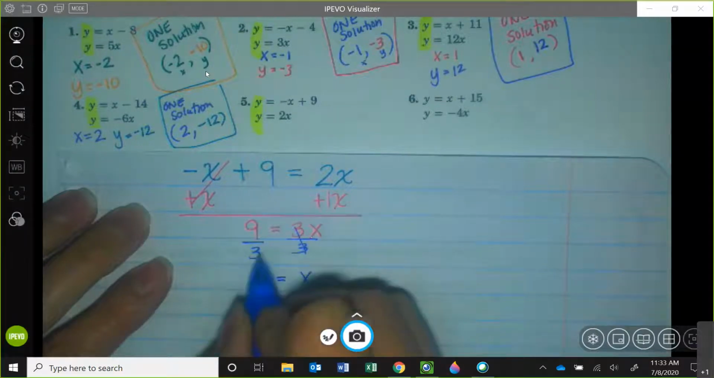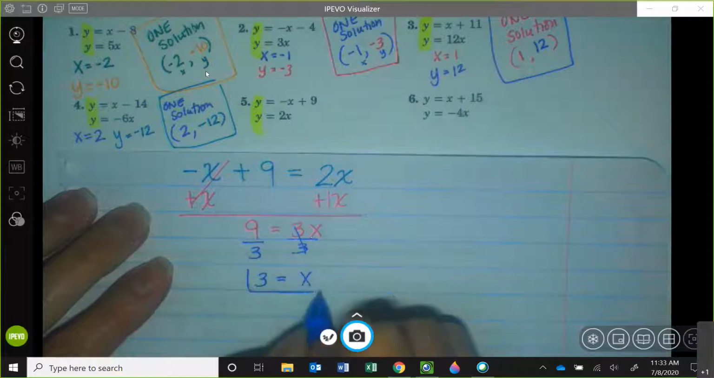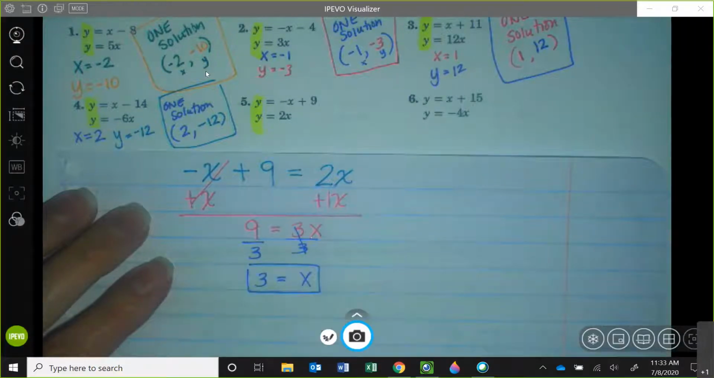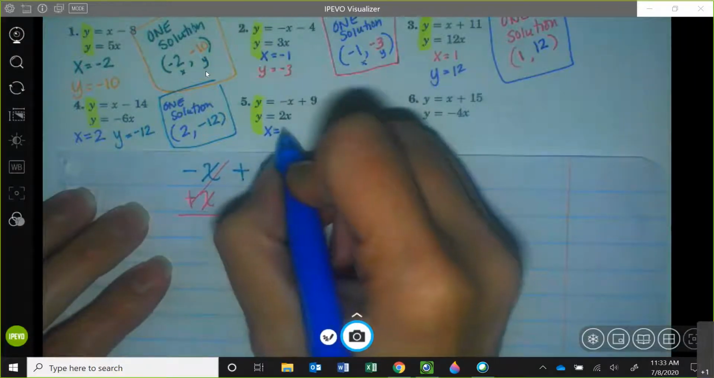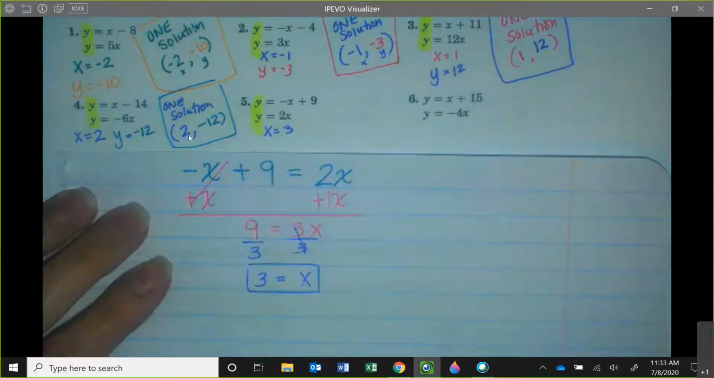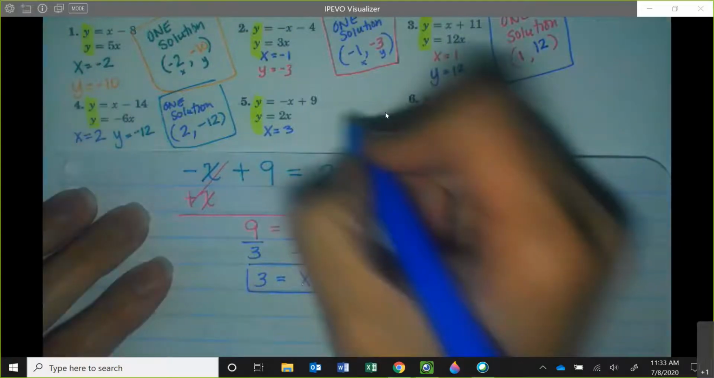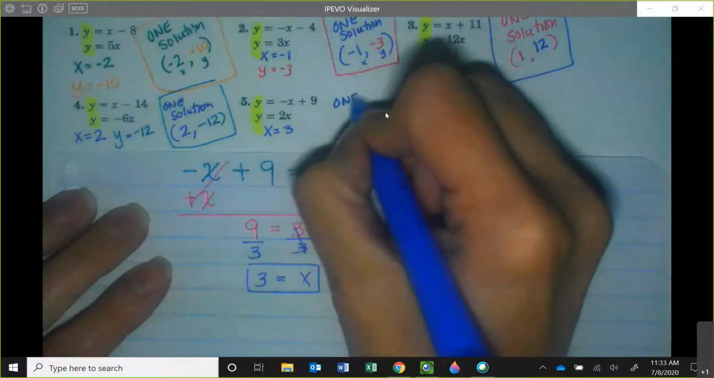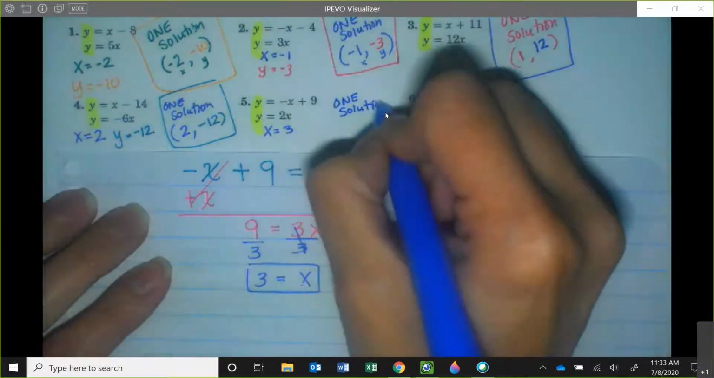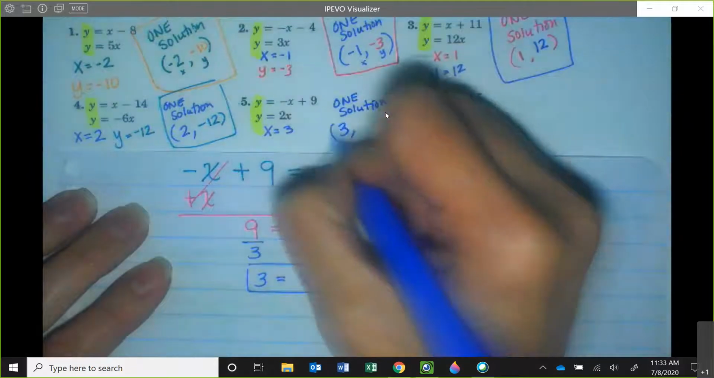And so 9 divided by 3 is 3. So we have x equals 3. And then because we have an actual answer, that's going to make it a 1 solution, with 3 being our first answer.